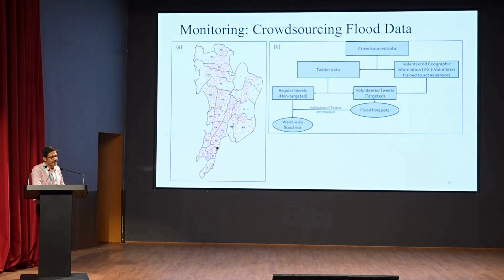Then the other thing is that we thought we also have to do something in terms of crowdsourced flood data, because there is no open flood data available for Mumbai, and if we have to develop a flood model, we need some data. You cannot have sensors all across the city at all the junctions to understand the flood level. So what we did is we started using Twitter data.